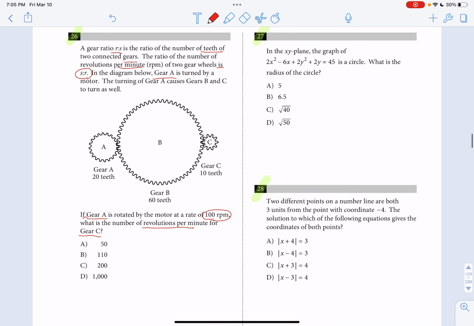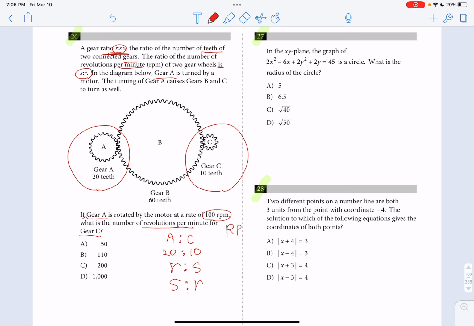So they want you to find out the ratio for RPM of gear A and gear C. So we are trying to find what is the ratio of teeth for A and C. A and C have 20 teeth and 10 teeth. That's the ratio of gears, which is R to S. But if you want to know the ratio of RPM, you switch the numbers, so the RPM ratio for A to C will be switched, which is 10 to 20.